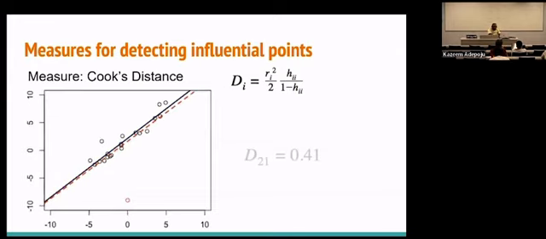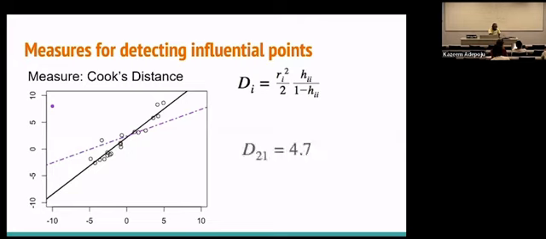Take a look at another one. We're suspecting an outlier because that particular data point does not fall on a straight line. It's not consistent with the rest, but the Cook distance actually came out as 0.41. That's no problem, but oh my God, take a look at this. The D is 4.7, far greater than 1. This is problematic.